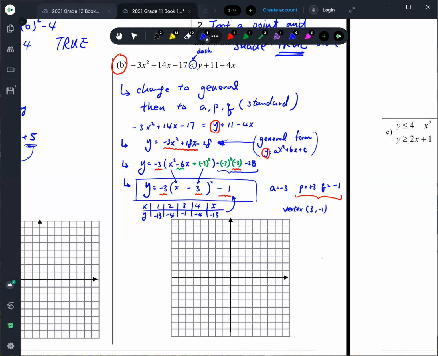You can do the shading as well, okay? Test the point. Once you finish the shading, please raise your hand again. When you are testing, remember you have to plug it into the inequality, the original question.